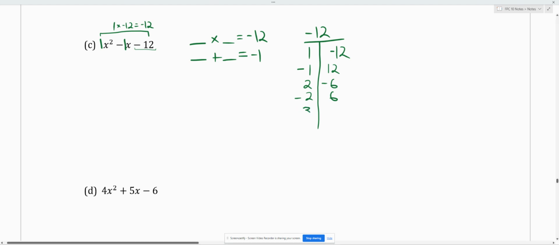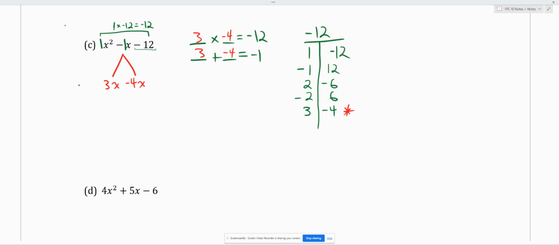The last pair, actually, 3 times -4. If I add those up, I get -1. So let's stop there. There is one more, but that's enough to get us our magic numbers. It's right here. So I'm going to go 3 times -4 to give me -12. 3 plus -4 gives me -1. Let's decompose the middle term. So we get positive 3x minus 4x is how we break it apart. Let's bring down my other terms.